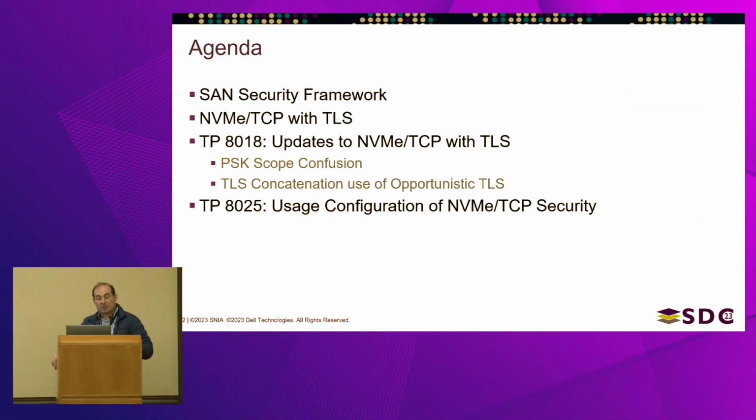This is our agenda. We will take a look at a little bit of basics, some security framework, and what has been done, especially with NVMe TCP with TLS. We'll go through the updates that we did in the NVMe.org group to NVMe TCP with TLS. And the final thing, we will look at the definition of usage configuration of NVMe security, not just NVMe TCP, all NVMe security. This is a presentation of two technical proposals, two TPs, 8018 and 8025, that are not yet ratified, but we expect ratification in a few weeks.